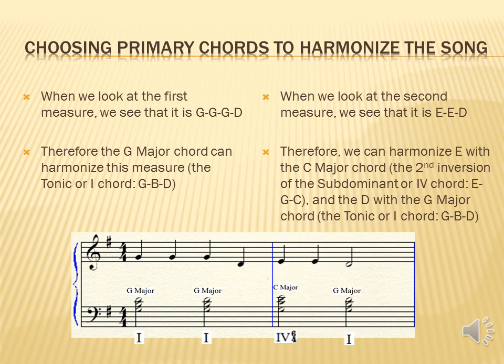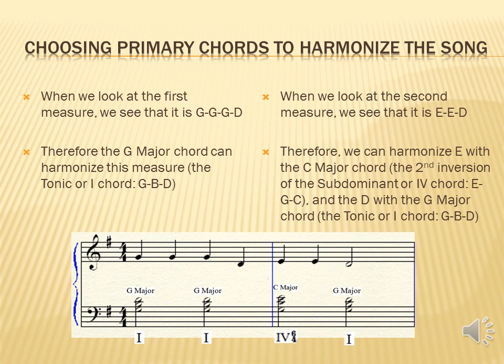When we look at the first measure, we see that it is G, G, G, D. Therefore, the G major chord can harmonize this measure, the tonic or 1 chord, G, B, and D.